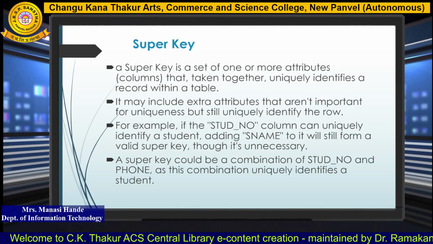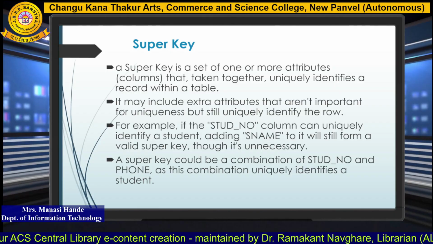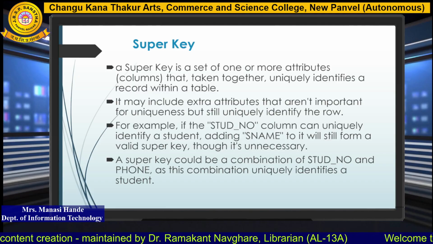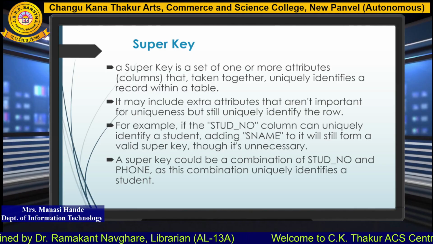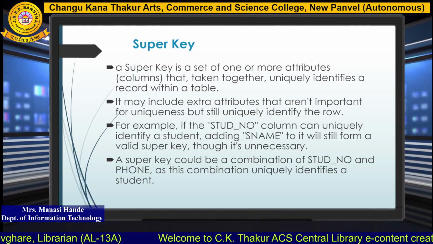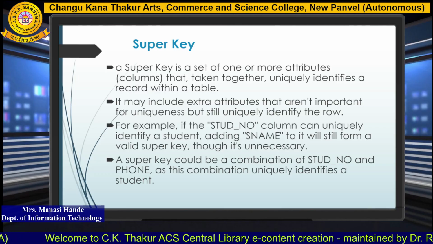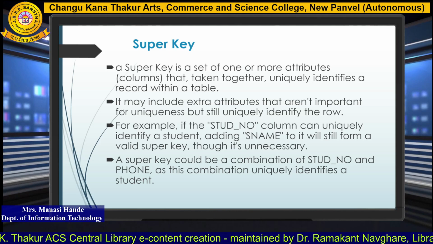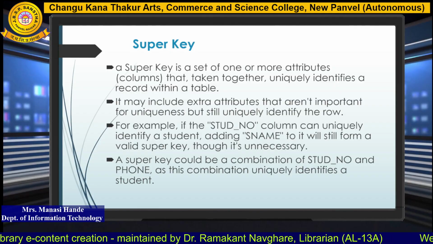Next is a super key. A super key is a set of one or more attributes that can uniquely identify a record in a table. Sometimes a super key includes extra attributes that are not required for uniqueness, but in combination still uniquely identifies the record. For example, if student number uniquely identifies a student, then combinations like student number and name, or student number and phone, will also uniquely identify the student. These combinations are called super keys, although they may contain unnecessary attributes.